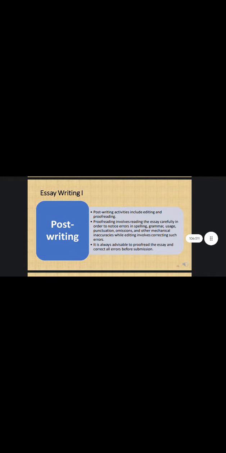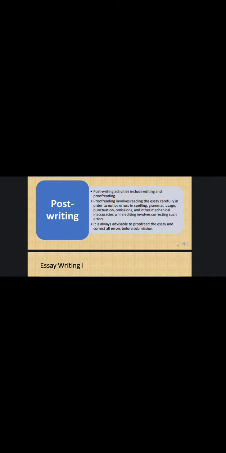And then after drafting, our last and final stage is post writing. That is after you are done with the writing. What next? After you are done writing the essay, the final stage is the post writing stage. The post writing stage involves two processes or two activities, that is proofreading and editing. When you talk of proofreading, it involves reading the essay carefully in order to notice errors in spellings, grammar usage, punctuations, omissions, and grammatical inaccuracies, while editing involves correcting such errors. So I've explained proofreading and then editing to you.